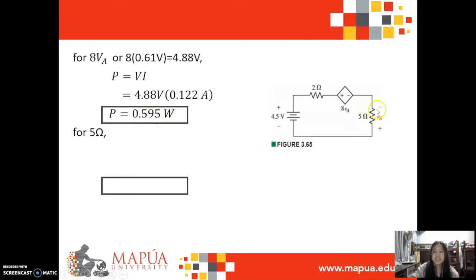And for the last element, we have the resistance 5 ohms. So we will be using power is equal to I squared times R, wherein current is 0.122 ampere and the resistance is 5 ohms. So our answer will be 74.42 milliwatts.